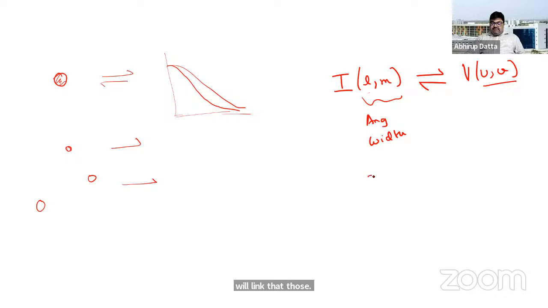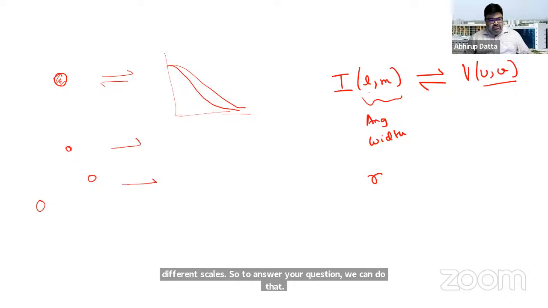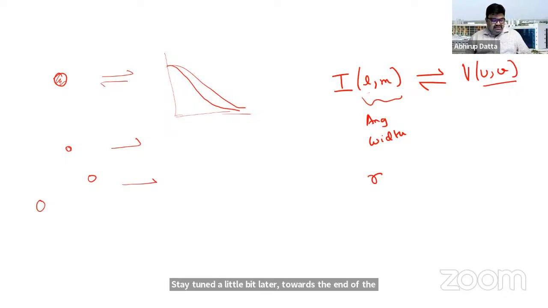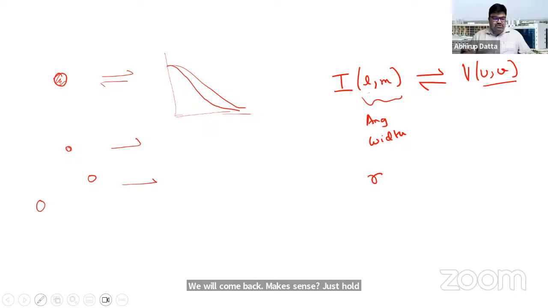So in real space, R is nothing but... yeah, let's not go there right now. It will confuse us more. But yes, you can detect structures at different scales. So to answer your question, we can do that. Stay tuned a little later, towards the end of the course when we discuss different kinds of science usage. We will come back to that. Make sense? Just hold on. Okay, sir. Otherwise, we will be jumping too much.